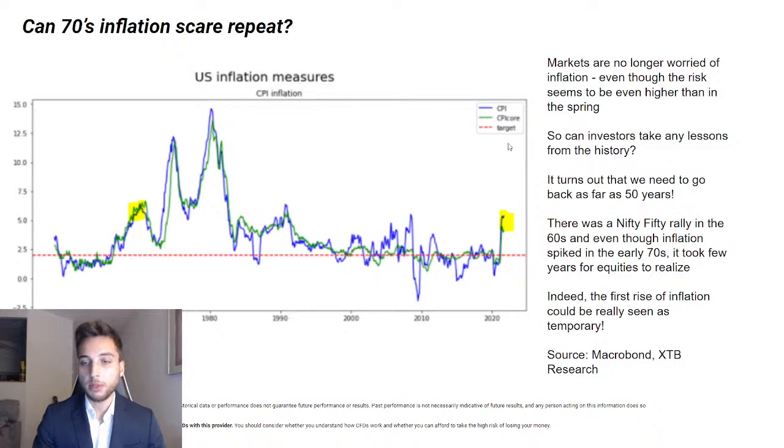But one of the main things to notice is that if you look back to the 1970s and 80s, when inflation CPI was around 12% and then almost 15%, markets at this moment are no longer worried about inflation, even though the risk seems to be higher than in the spring. So can investors take any lessons from history?